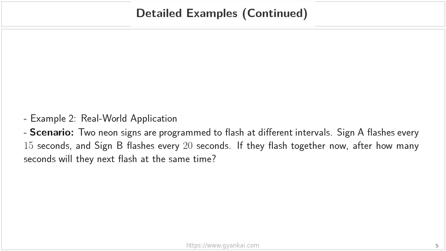Imagine you are walking down a street and see 2 neon signs. Sign A is programmed to flash every 15 seconds, while sign B flashes every 20 seconds. If both signs flash at the exact same moment right now, we want to figure out how many seconds will pass before they next flash together.